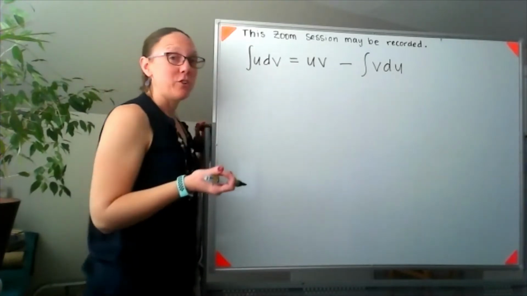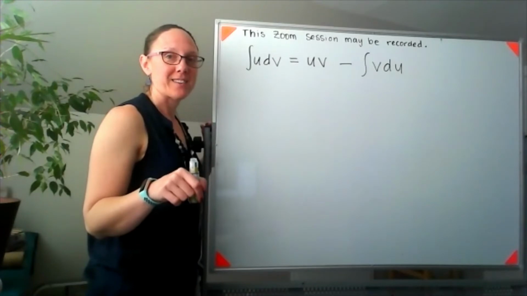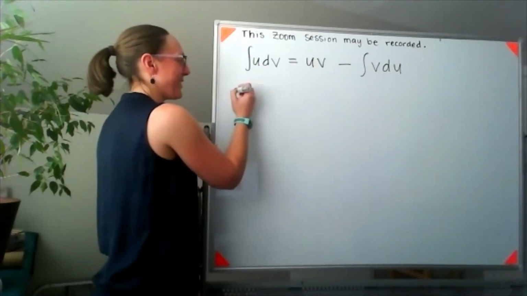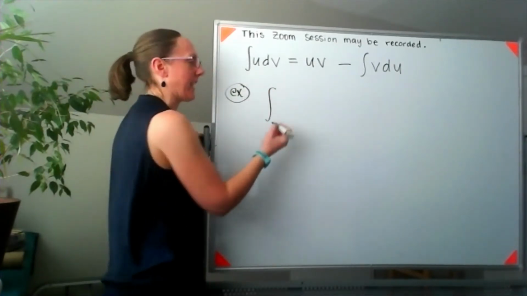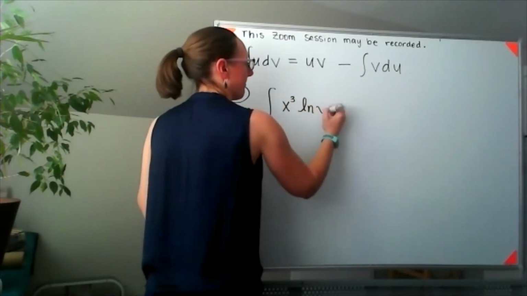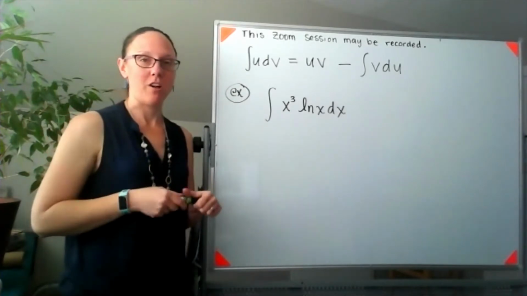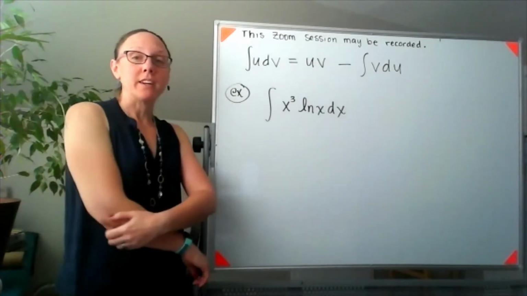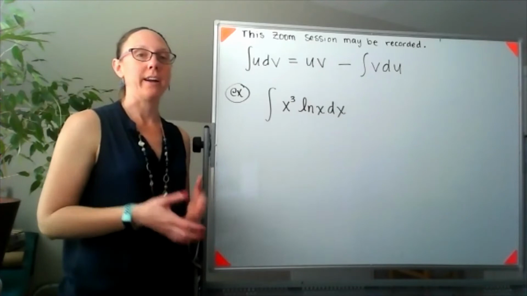I don't want to redo any of the examples that Dr. Dedell did in class today, so I'm going to make up some other ones. So let's say that I was asked to integrate x cubed times natural log of x dx. So far, the only thing we really talked about is u substitution, and that's still going to be the first thing I'm looking for in a problem.